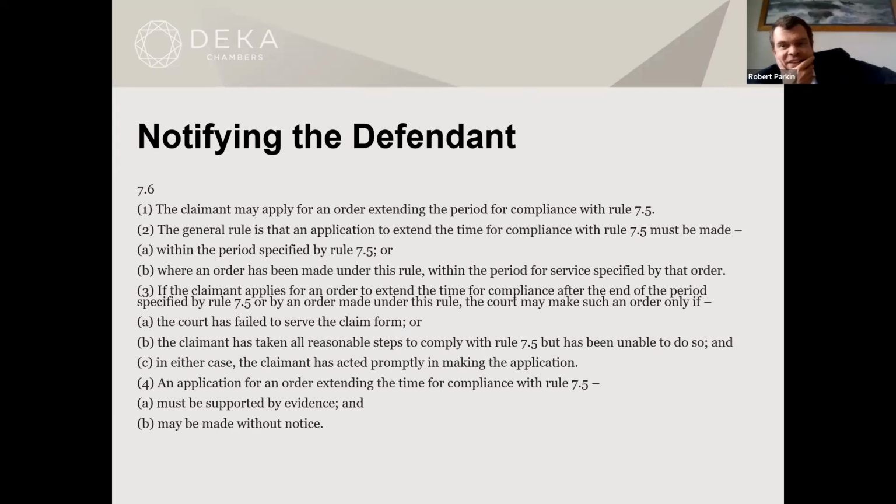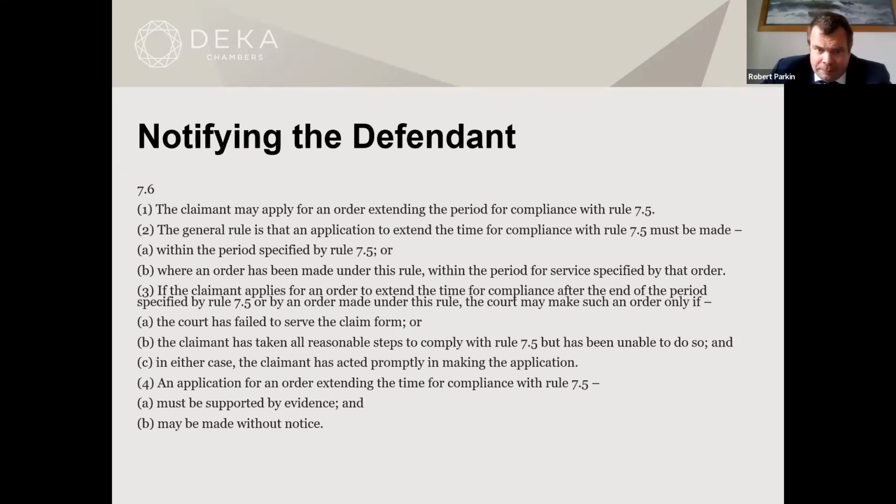7.6 is territory which I suspect is going to be familiar to most people here. Basically, if you can't get the claim served within your 4 months, you make an application in time to extend that period. It must be made in time in almost every circumstance, in almost every case. If you make your application out of time, you have to show that you took all reasonable steps to serve the claim form in time. This will be exactly the same under DCP as it is under the usual rules, and it's a major headache.